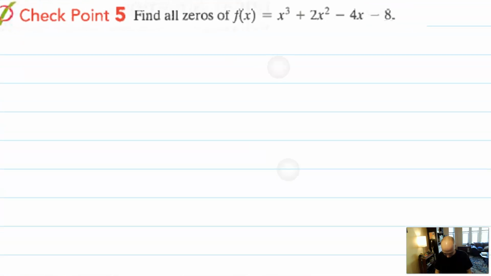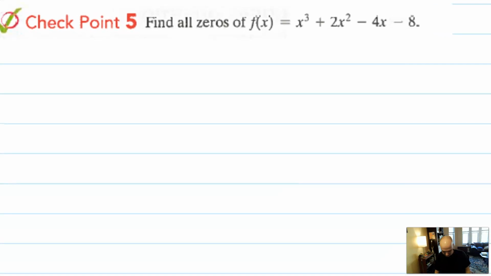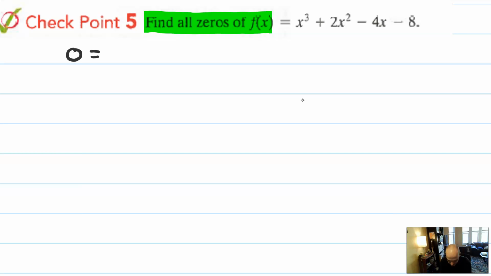So I want to do a little review of factoring. So here, for example, we have some factoring problems. Find all zeros of x cubed plus 2x squared minus 4x minus 8. Ooh, boy. So zeros are things that make the equation 0. Because it's a cubic with 4 terms, this is ripe for factoring by grouping.